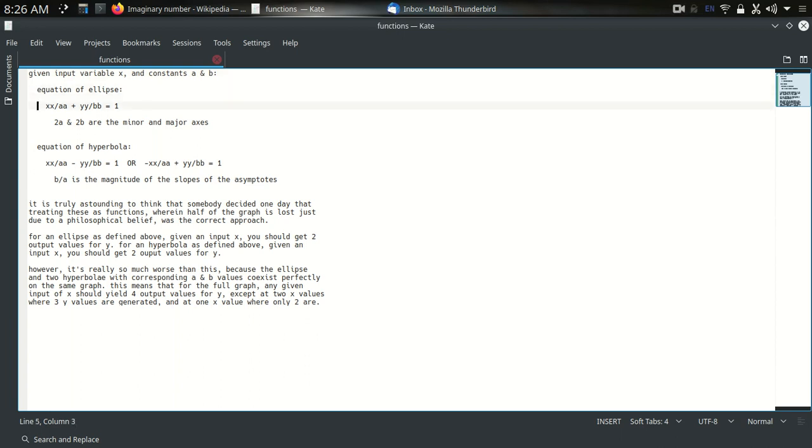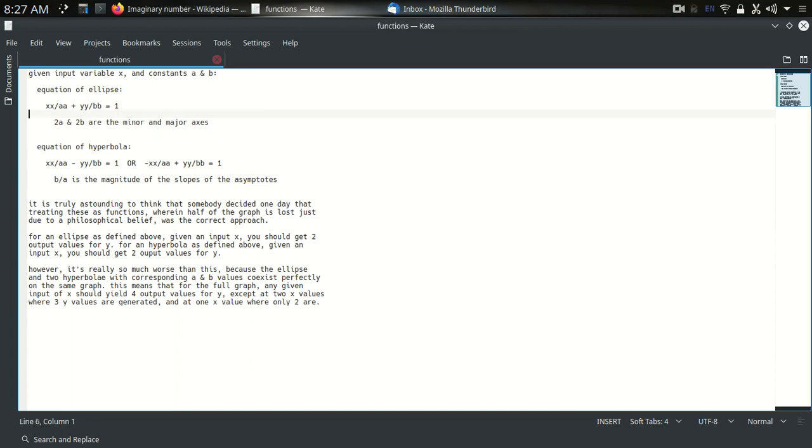So let's have a look at the equation of an ellipse. Here we are given an input, or we get to choose an input variable x and constants a and b. I'm just writing xx for x squared and aa for a squared. So this is y squared over b squared. It's just shorter to write it this way. You might notice that this is the same as the equation of a hyperbola, except that in a hyperbola, one of the terms has a negative on it.